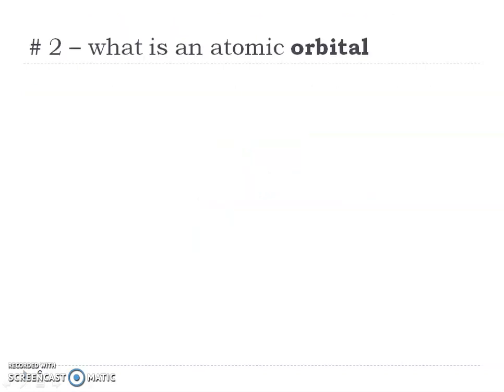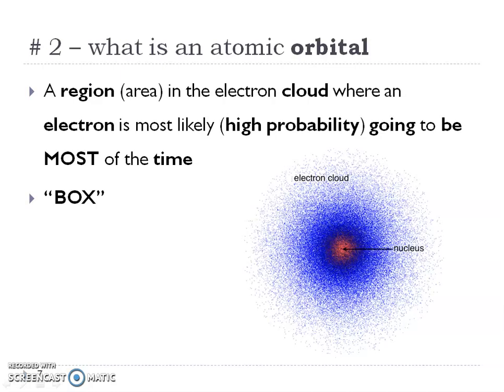So number 2, again, here's your definition, right? An orbital, in other words, though, is going to be that electron cloud. Where is the most probable place? And remember, we're going to represent that orbital with a box.